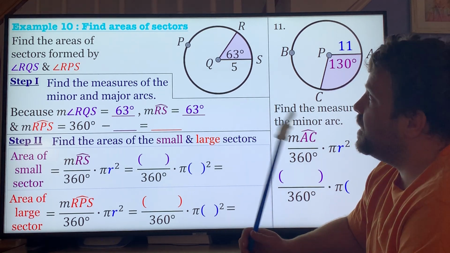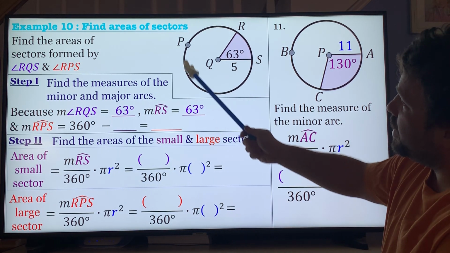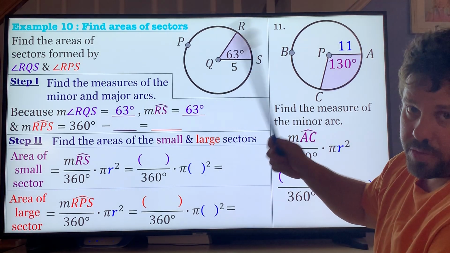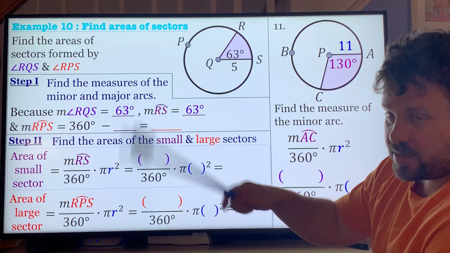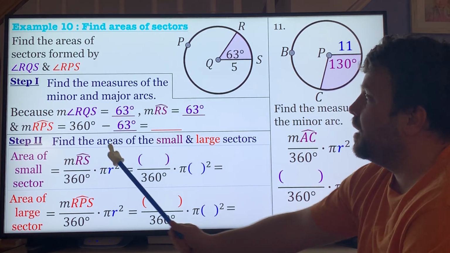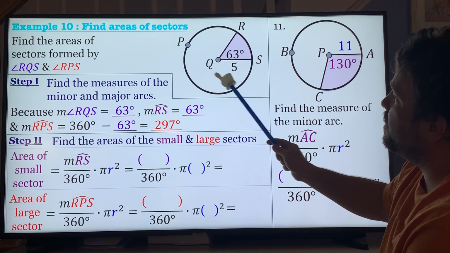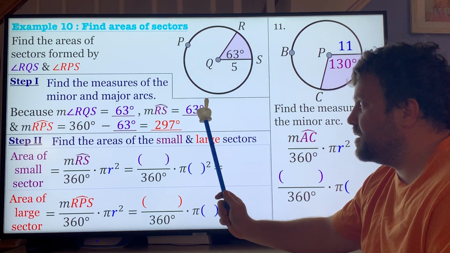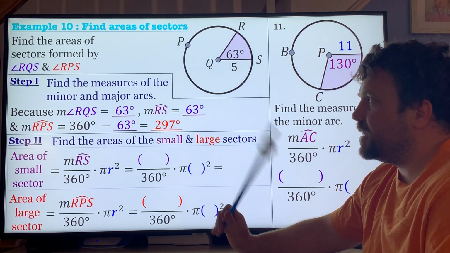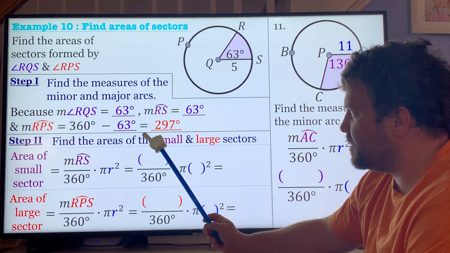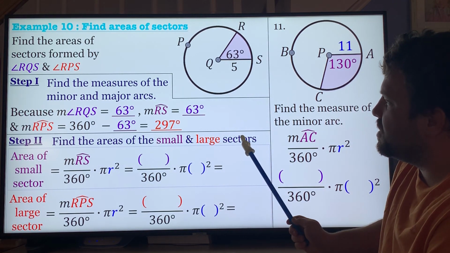Now if we want to find the measure of this big arc, the major arc, because we're going to do them both, you do what? The total angles in a circle is 360 minus 63, and you get the whole entire thing right here, from here all the way around, is 297. Add up to 360. Step 2, and typically you're just doing one of these 2, not both, but we'll take care of both at the same time. Find the areas of the small and large sectors.